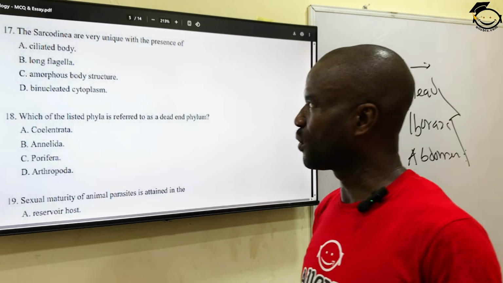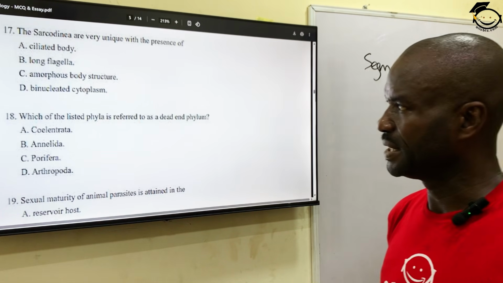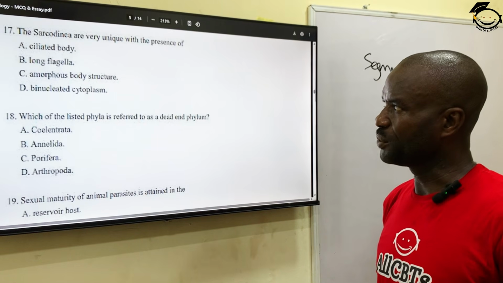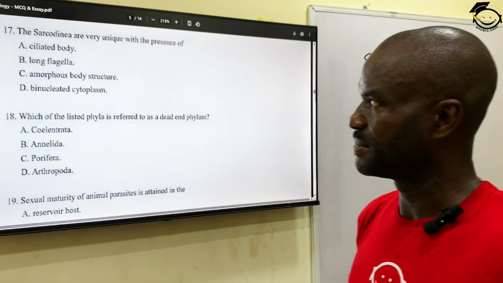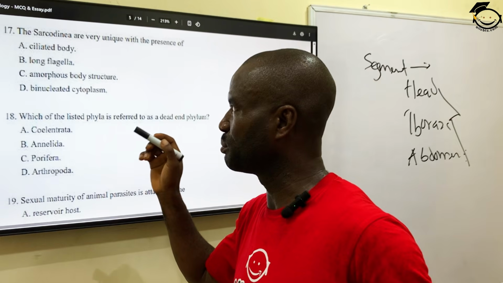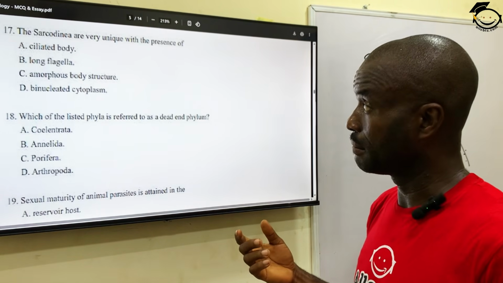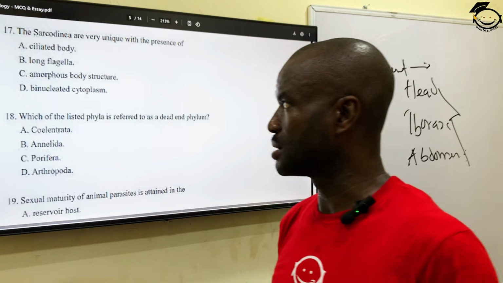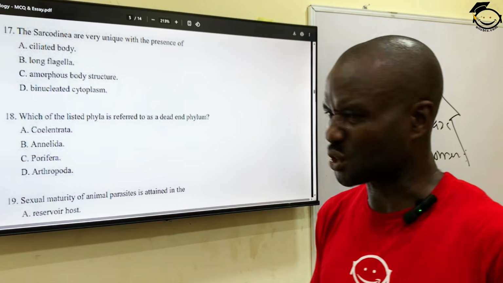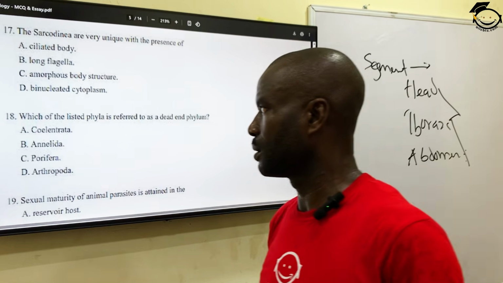C, amorphous body structure. Then D, binucleated cytoplasm. The correct answer is amorphous body structure. Example of sarcodinae are amoeba. Amoeba, so they have amorphous body structure, soft body structures.